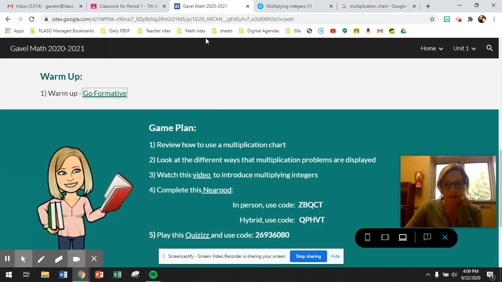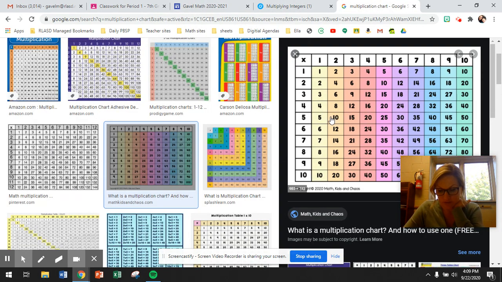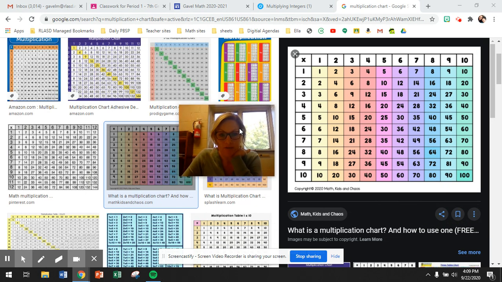So what we're going to be doing is going over a multiplication chart. For instance, if you wanted to do 5 times 7, you would go to 5, go to 7, and your answer is 35. For 8 times 9, go to 8, go over to the row that has 9, and your answer is 72. And 4 times 6, go to 4, go over to 6, and your answer is 24.